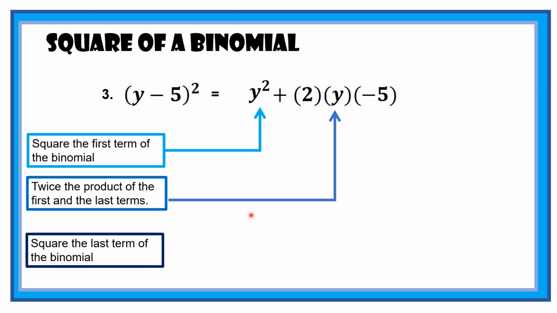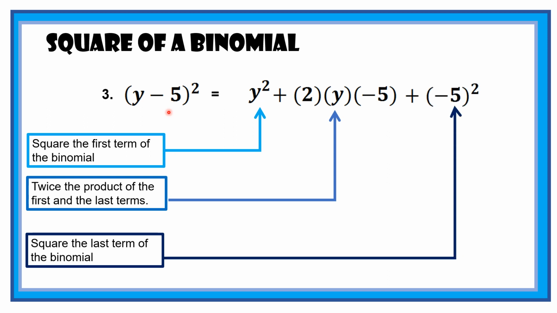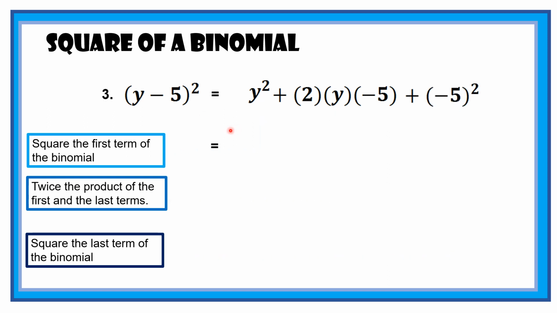Next is square the last term. So the last term is negative 5, so we have negative 5 squared. Next, we will now simplify.